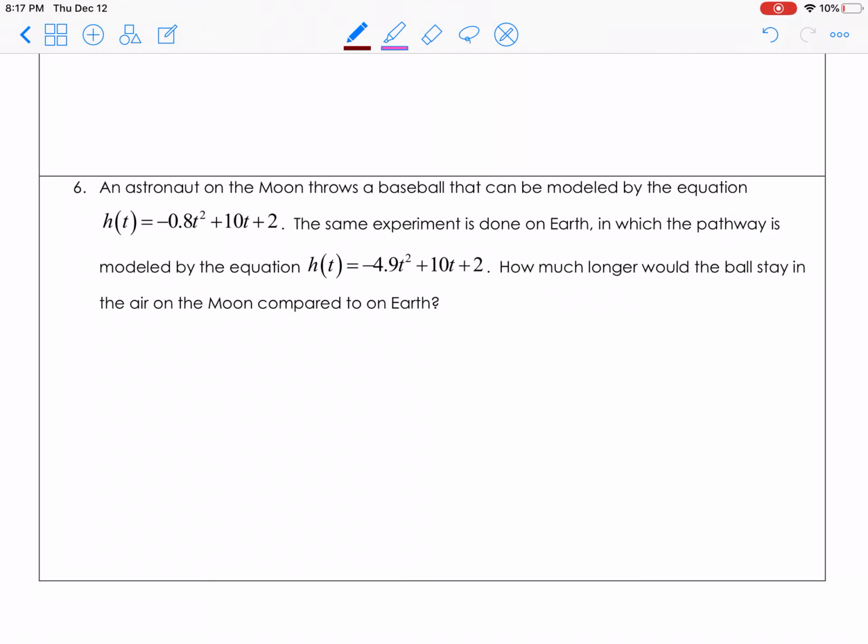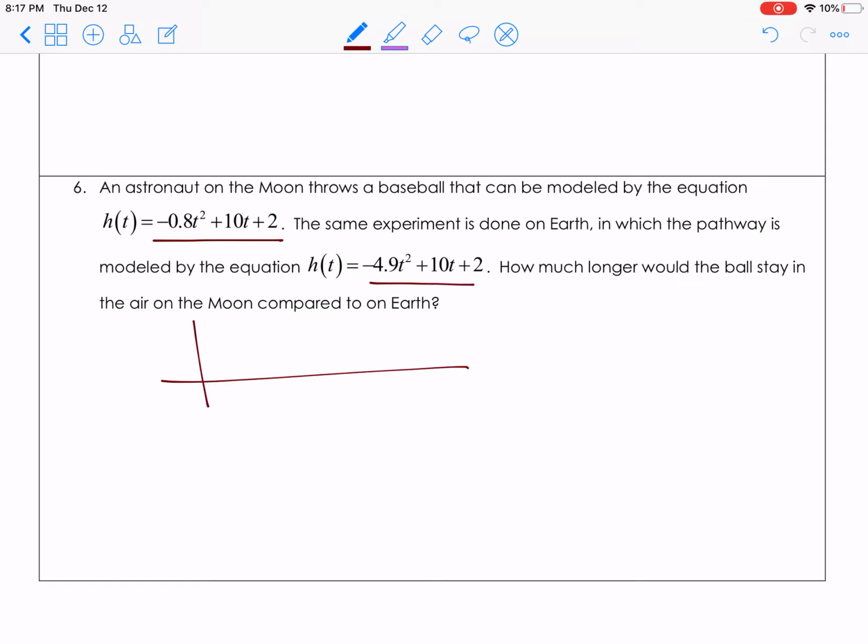And finally, we have this story about a person throwing a baseball on the moon and then throwing a baseball on Earth. And of course, on the moon, because gravity is a lot less powerful, the ball is going to stay in the air quite a bit longer. So we're going to need to find out how long the ball will be in the air for both equations. So you've got to solve each of them.